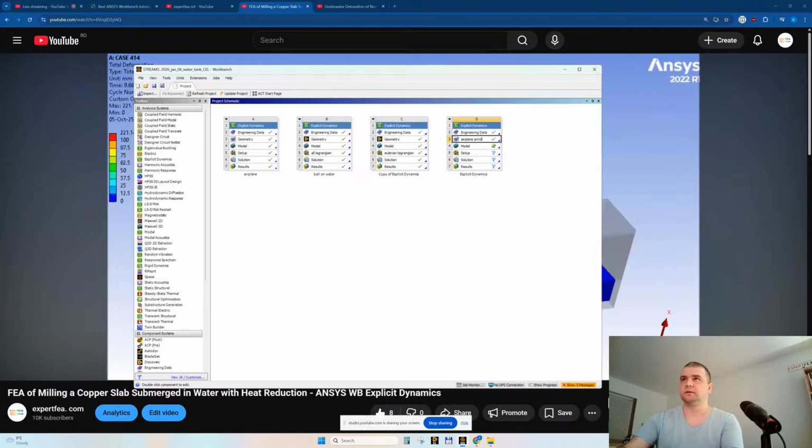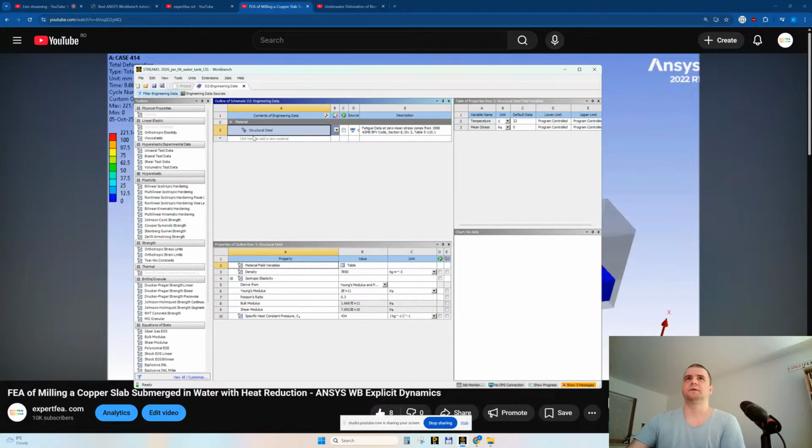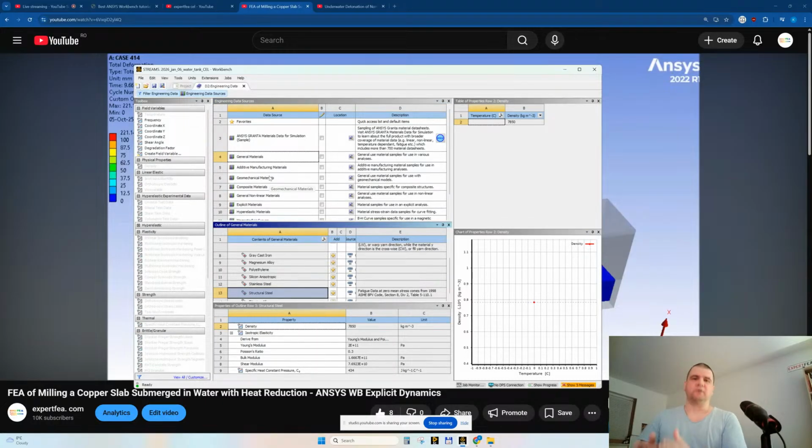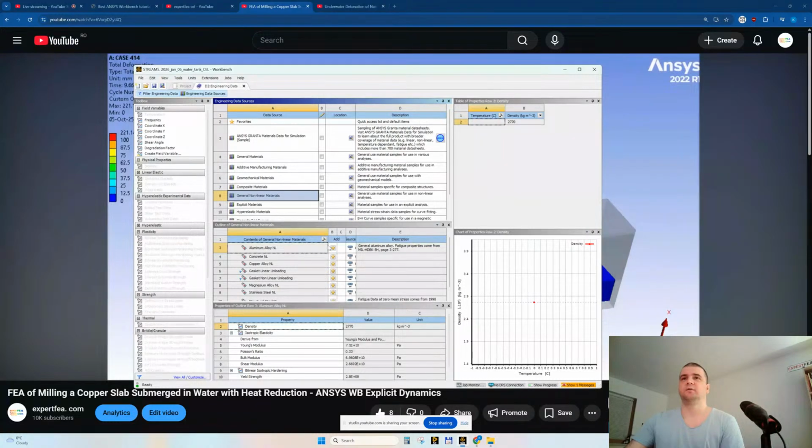And water. Engineering data. Let's have the same aluminum alloy and water with some changes. Delete, all right? So let's now avoid the 65,000 megapascals stress. In order to do this, general nonlinear materials, aluminum alloy, nonlinear, all right?